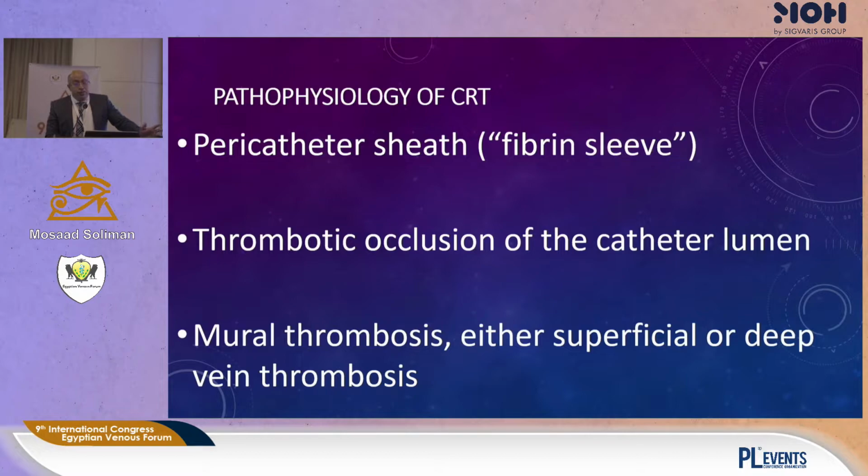Looking at the pathophysiology of catheter-related thrombosis, we will find three issues. The first is the fibrin sleeve or the pericatheter sheath. Second is the thrombosis inside the catheter itself. And the third is the mural thrombus inside the vein.